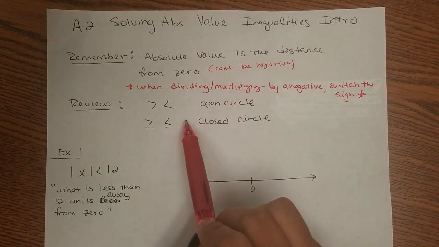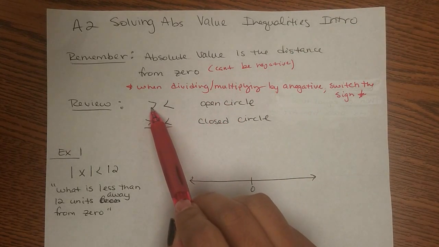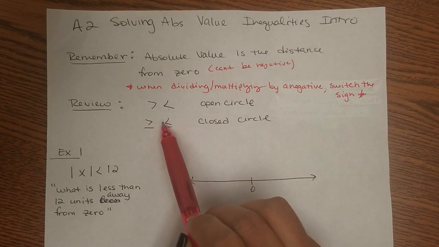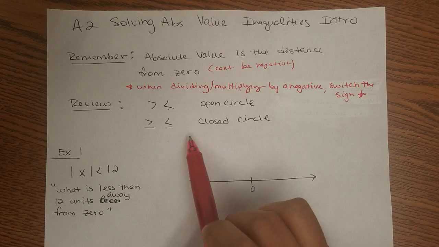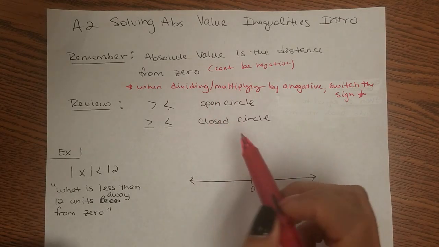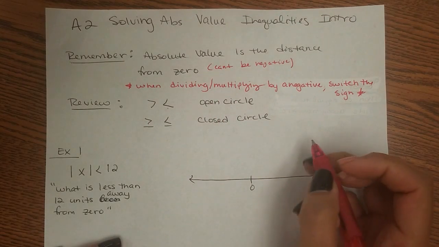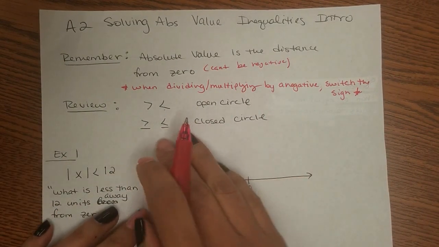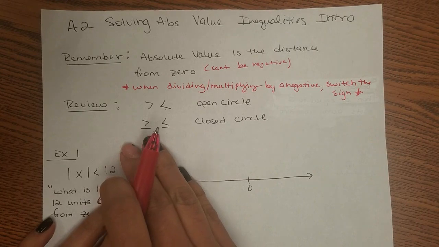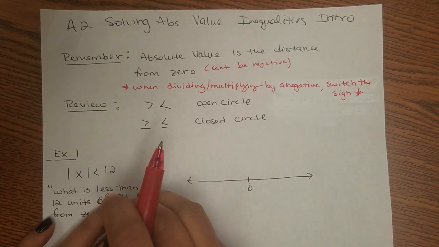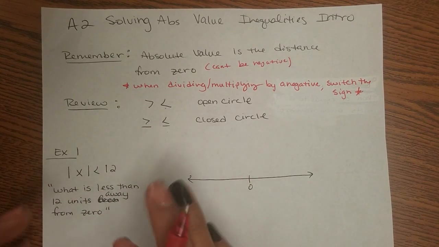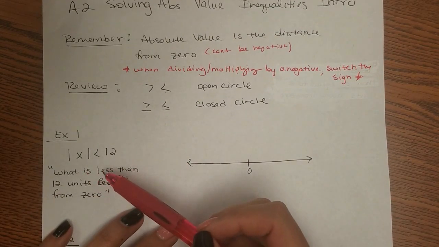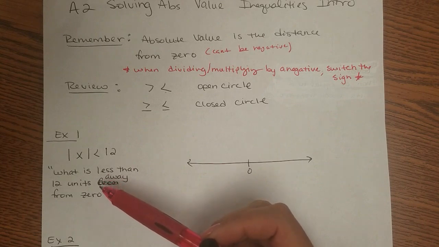Just a reminder, when you're dealing with greater than or less than, you have an open circle on your number line, and when you have greater than or equal to and less than or equal to, you have a closed circle on your number line. So that's a review there. If this is confusing to you, like if you don't know what number lines are or these inequality signs, you need to come see me so that I can break this down a little bit more for you before you even get started here. So in my first example, I have the absolute value of x is less than 12.